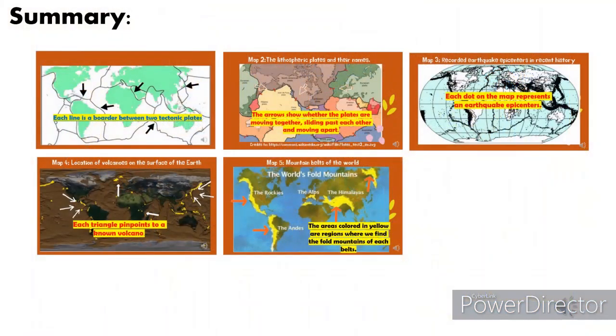To sum up everything, we just identified the location of earthquake epicenters as shown in map number 3, the areas where mountain belts are located as shown in map 5, the location of volcanoes as represented by the triangular shapes in map number 4, and how the plates move as shown in map 2, whether they are moving together, sliding past each other, or moving apart, and the boundaries between plate tectonics as shown in map number 1.